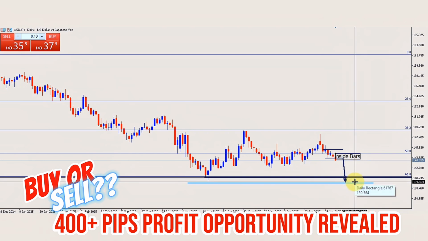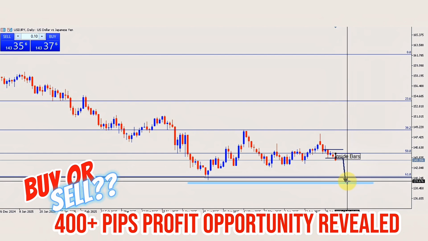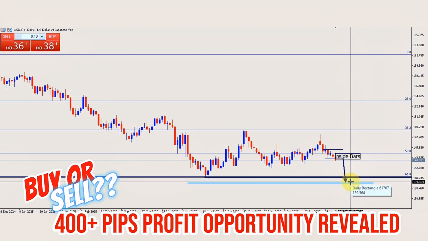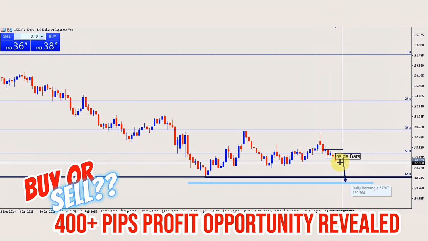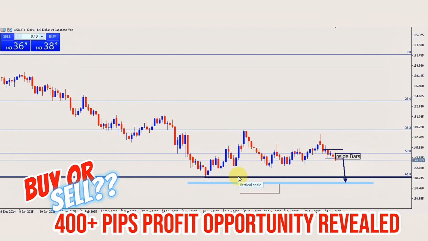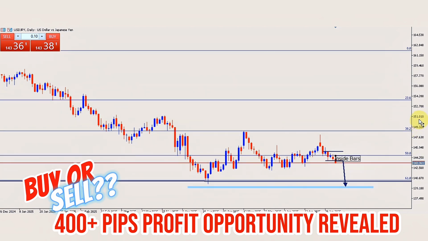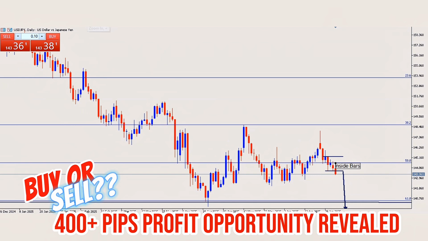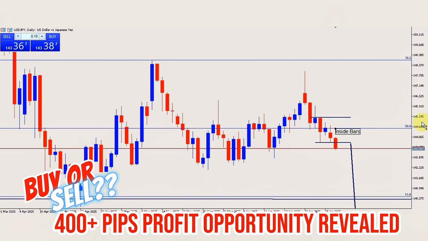So the 139.50 level is my estimated price for USDJPY, and I will show you exactly why I believe that this market will depreciate further to lower prices, possibly taking out this low. Now, let me zoom in so you can understand what I'm saying.